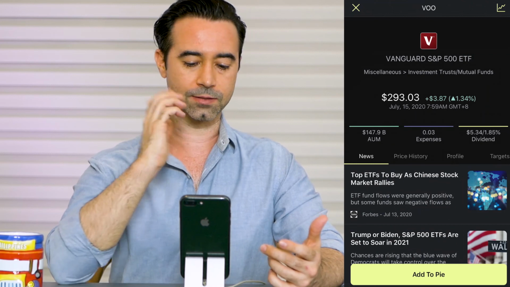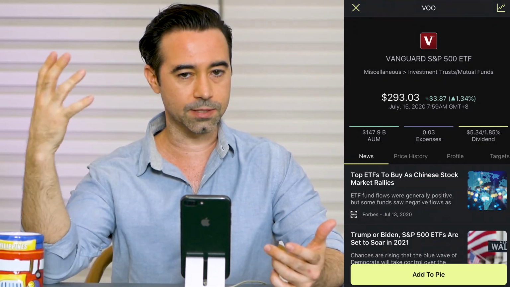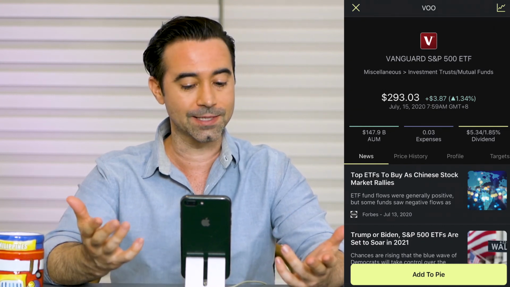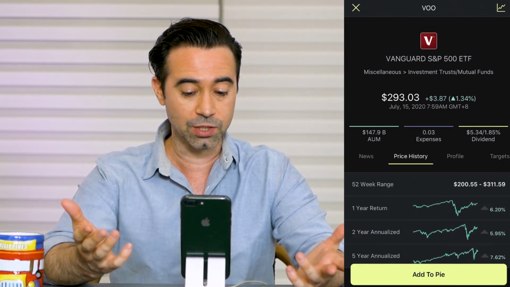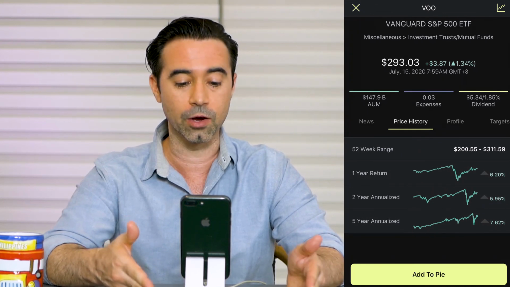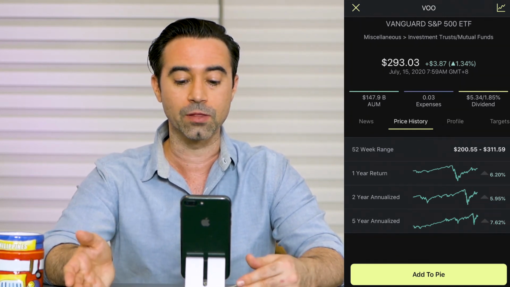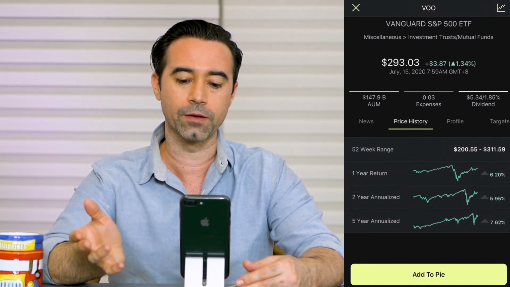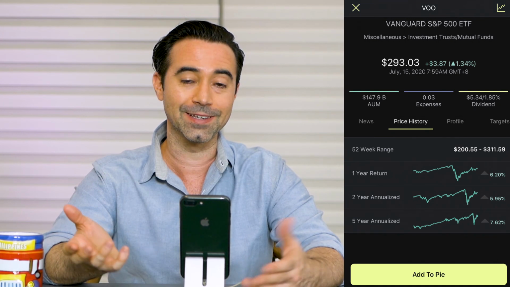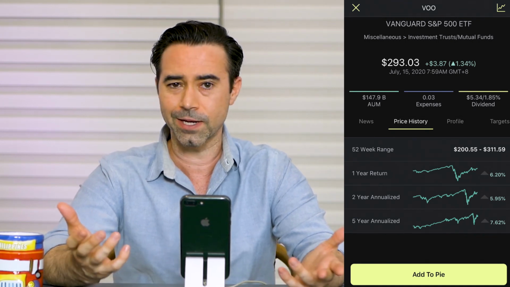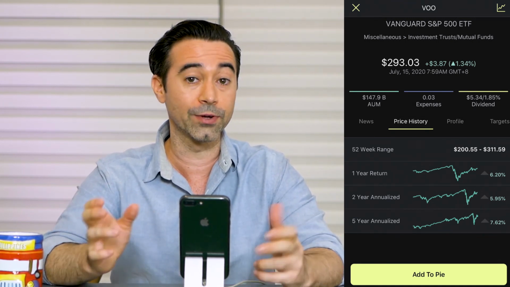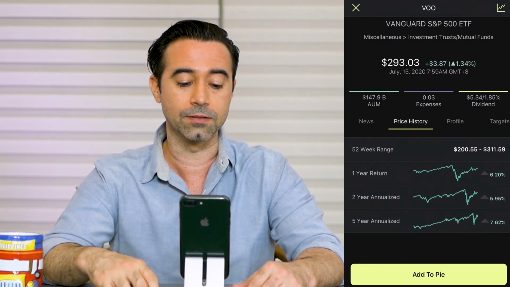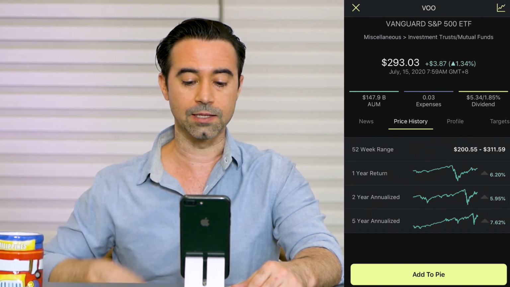So if you want to see just different news, each of the stocks, or most of the stocks, have news available. There's price history. So here we can see the 52-week range is between $200 was the lowest this ETF has been, up to $311. The 1-year return of this ETF is 4.42%. So this actually is positive over the year, and it's been a crazy year. And a year meaning 365 days. So that's actually great. And then the 2-year annualized return is 5.96.